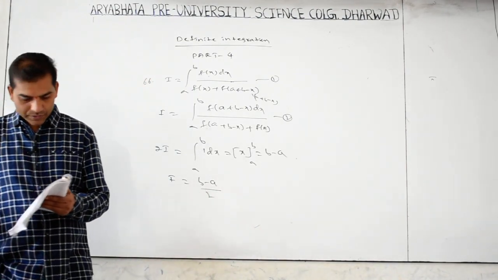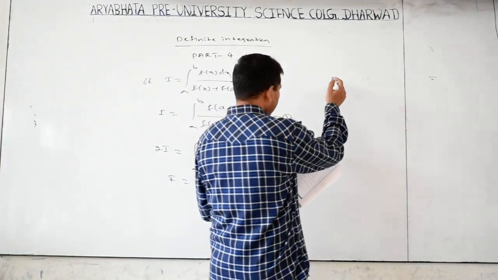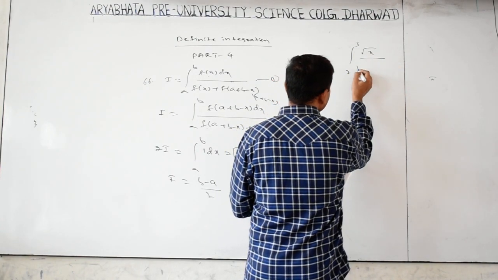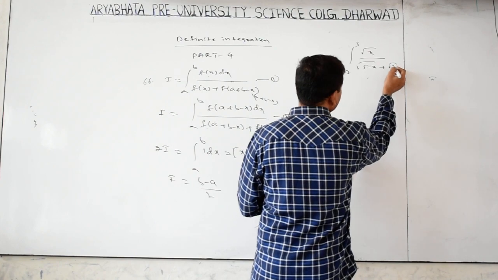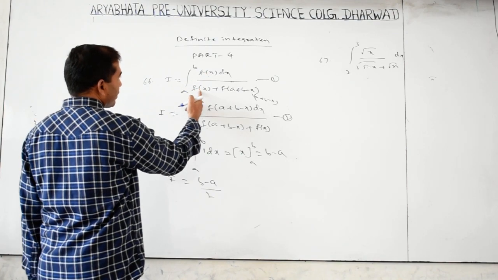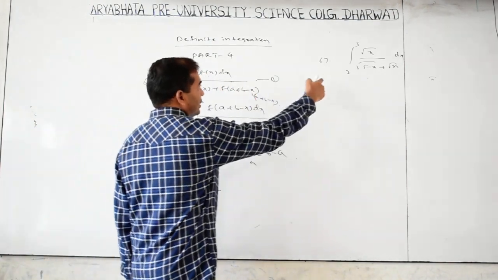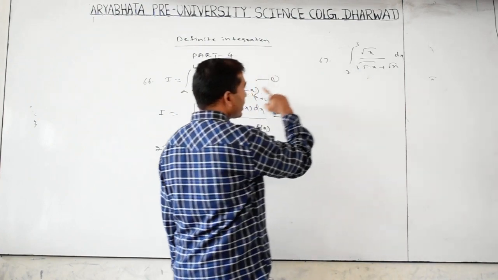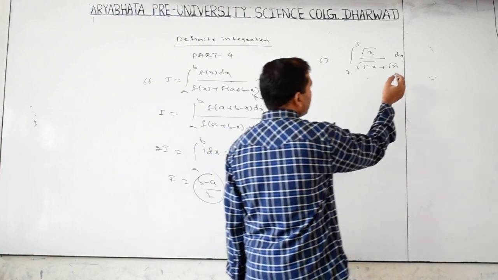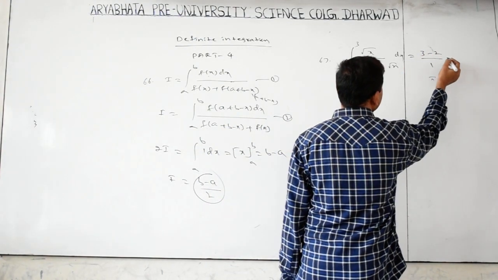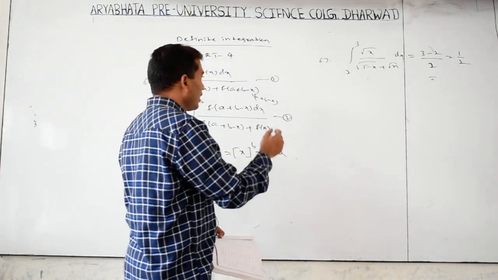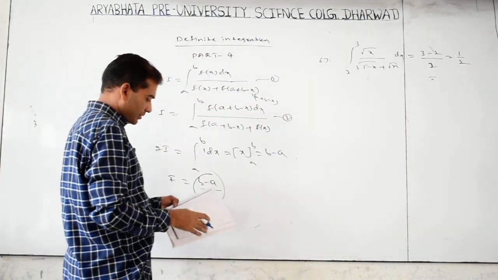Next, 67: integration of 2 to 3 root x by root of 5 minus x plus root x dx. For this also use the same formula, a to b f of x by f of x plus f of a plus b minus x, 2 plus 3, 5 minus x. Does it contain this property? Yes. So the answer is b minus a by 2. Tell me, 3 minus 2 by 2, so the answer is 1 by 2. Yes, or you can also solve it by the other method.